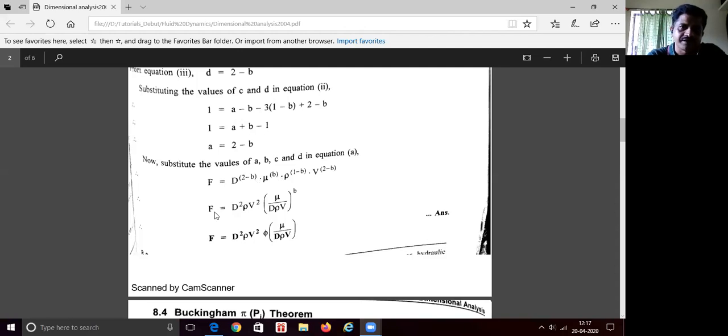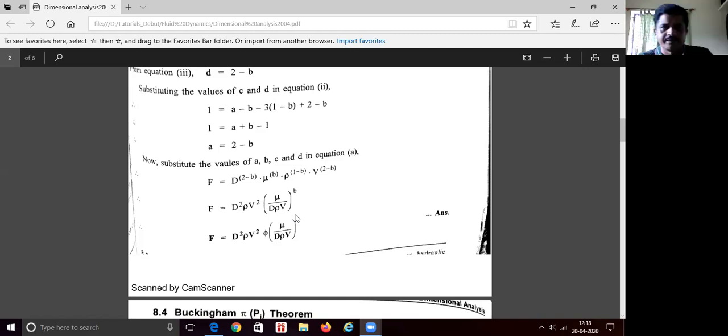Okay, so finally we can write it as F is equal to D square rho raised to 1 and V square, and this minus B, mu is raised to B, D is raised to minus B, rho is raised to minus B, and V raised to minus B. All those things can be taken to the denominator, and finally we can write F is equal to D square rho V square and a function of mu by D rho V. We need not write that B. It clearly says that it is some constant, that is D square rho into V square, and a function of mu by D rho V. This is the equation we get, which establishes the relationship between force, diameter, density, viscosity, and velocity. This is called Rayleigh's method.